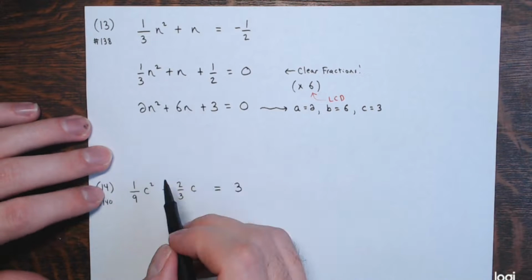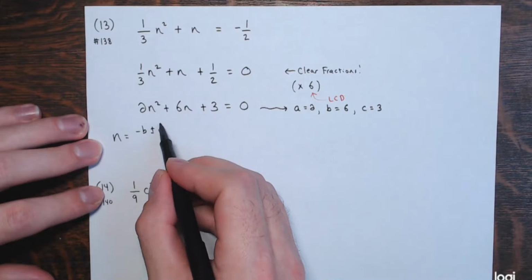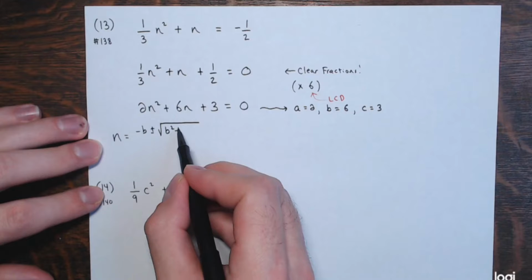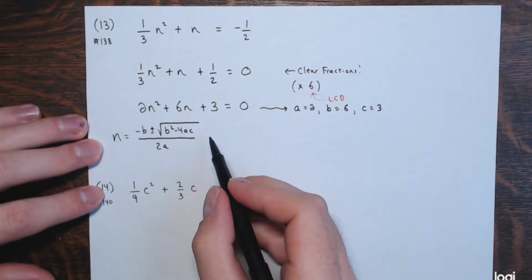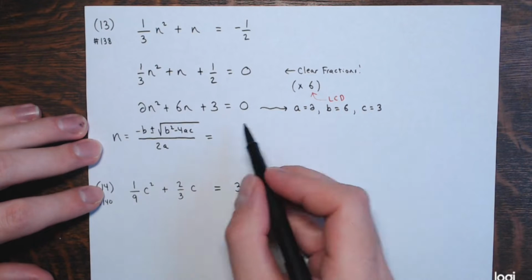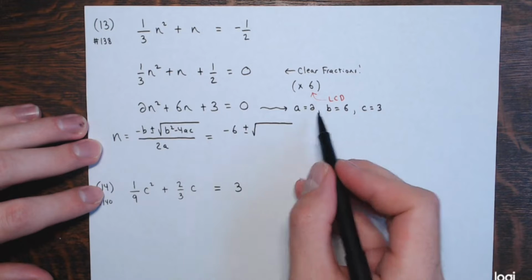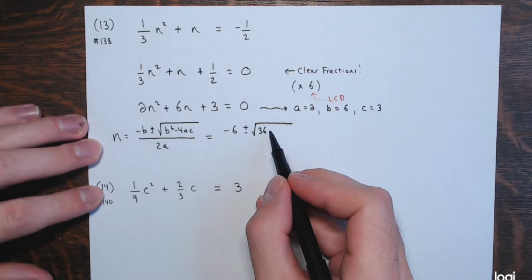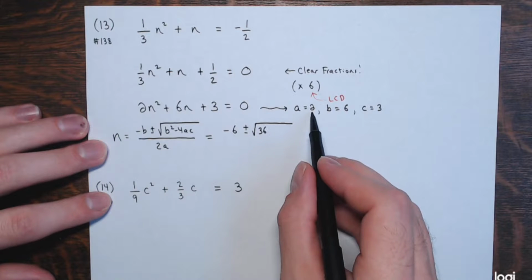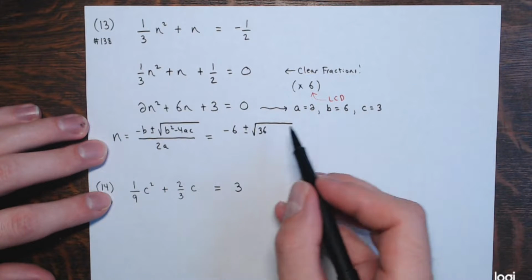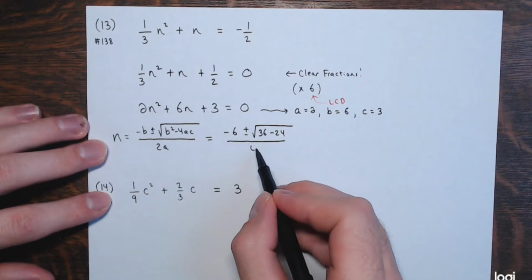Right? And we have n equals, negative b plus or minus the square root of b squared minus 4ac, all that divided by 2a. Negative b would be negative 6, right? Plus or minus the square root. 6 squared, b squared, that's 36. Minus 4ac, minus 4 times 2 is minus 8. Times 3 would be minus 24. Right? Divided by 2 times a is 4. Right? 2 times 2.